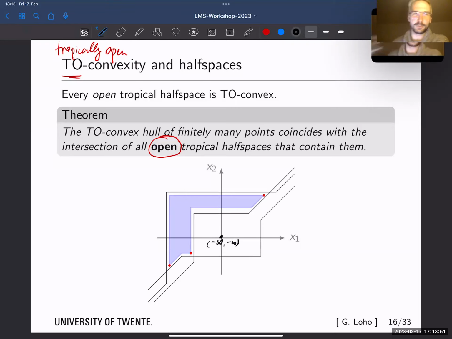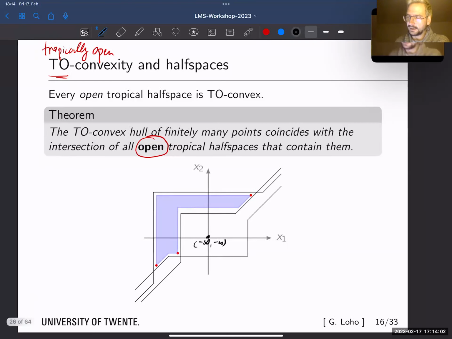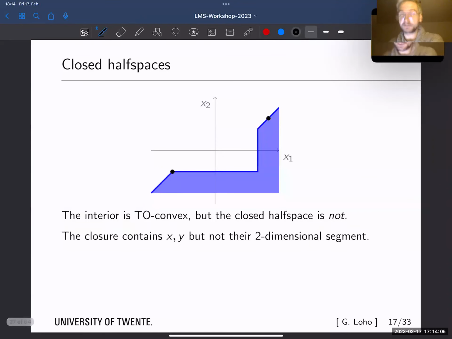Okay, yeah. So here it turns out open tropical half spaces are the right thing to look at, and even worse, actually, as I said. I mean, what about closed tropical half spaces? Even worse, it turns out closed tropical half spaces are actually not TO convex. So the interior is TO convex because it's an open tropical half space, but the closed half space itself is not TO convex.